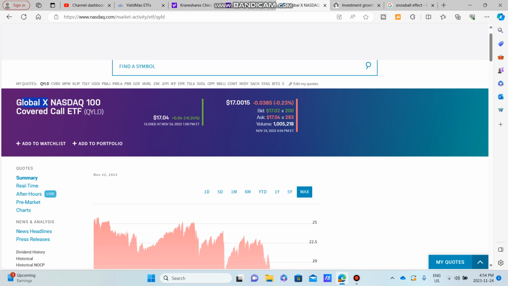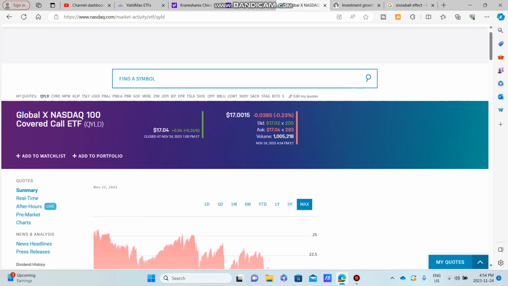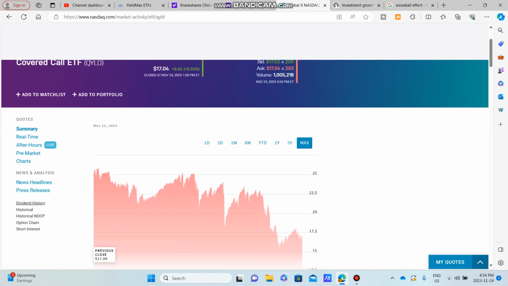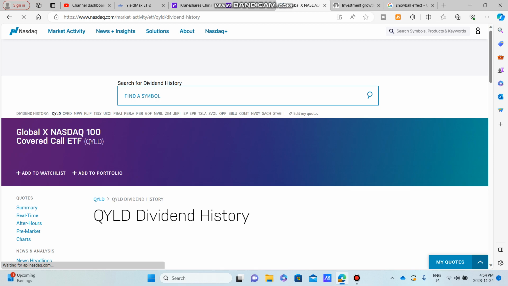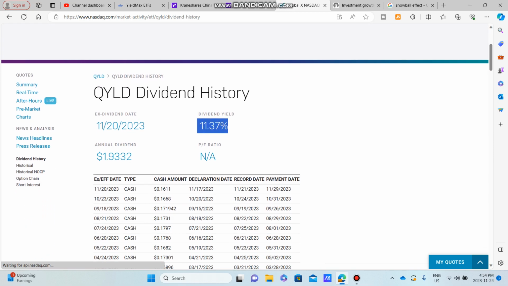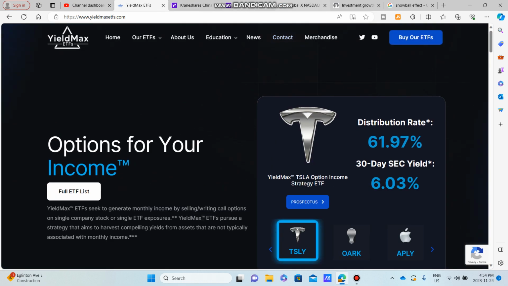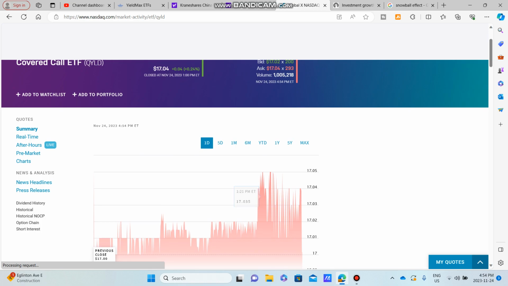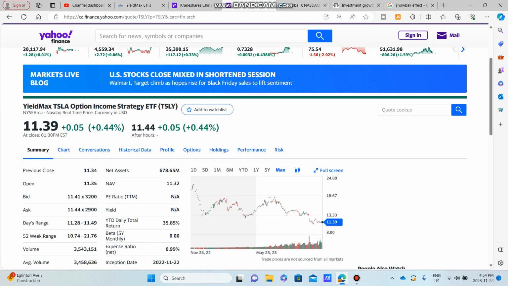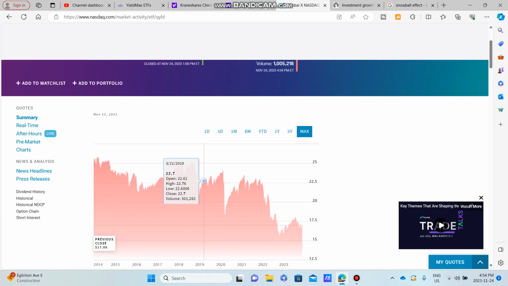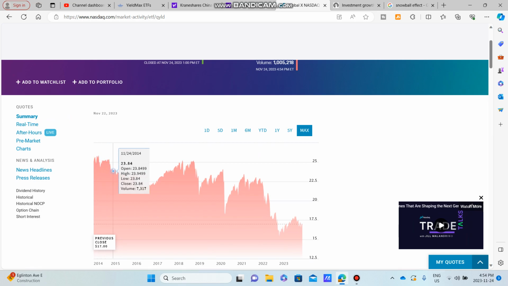It's a Global X NASDAQ 100 covered call strategy ETF. They write covered calls on the NASDAQ 100, and obviously their covered calls are a lot less. Going to their dividend history, I want to show you here that their dividend percent is only about 11%, so clearly nowhere close to KLIP, nowhere close to any of the YieldMax funds that you see. But going to their history, they are unlike KLIP and TSLY because they've been around since 2014, almost 10 years.